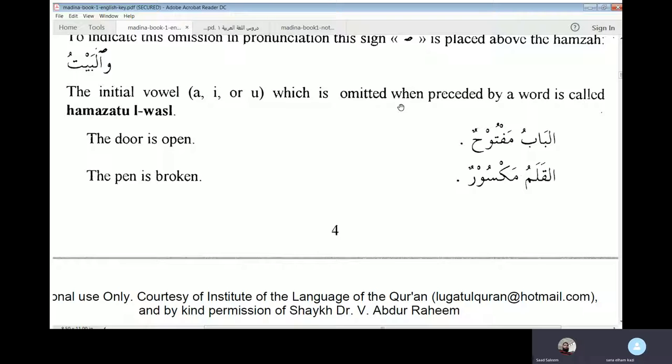The initial vowel, Fatha, Kasra, or Dhamma, which is omitted when preceded by a word, is called Hamzatul Wasal. For example, Al Babu Maftuhun. The door is open. Al Qalamu Maksurun. The pen is broken.